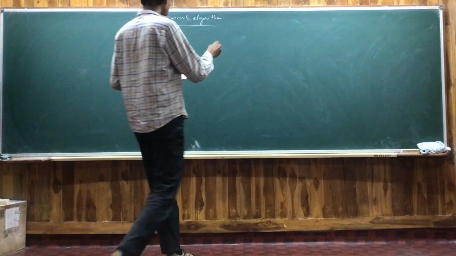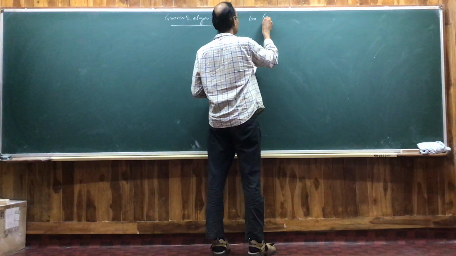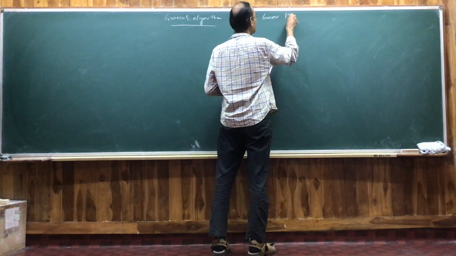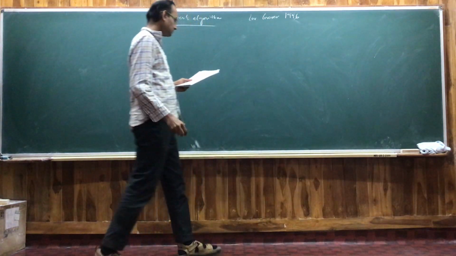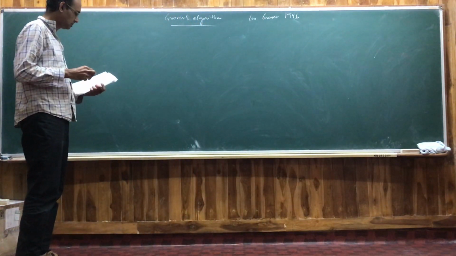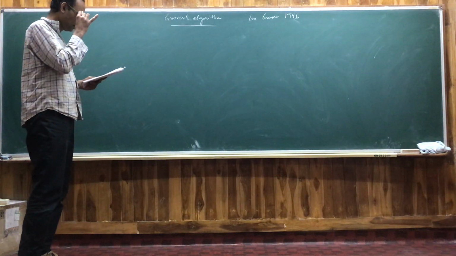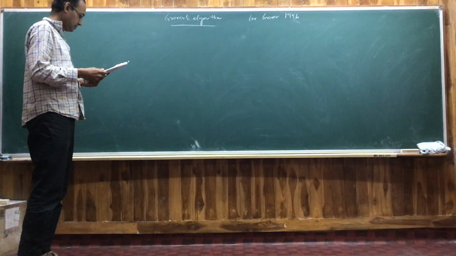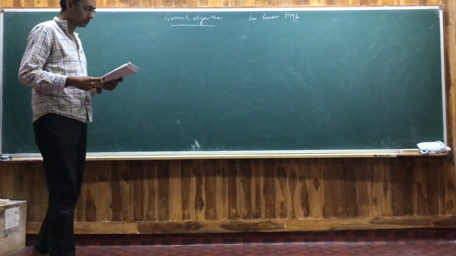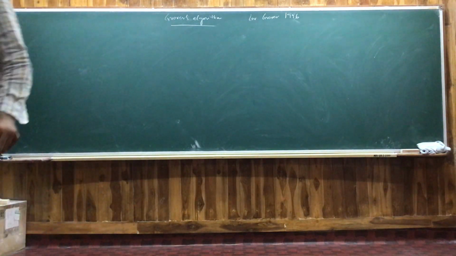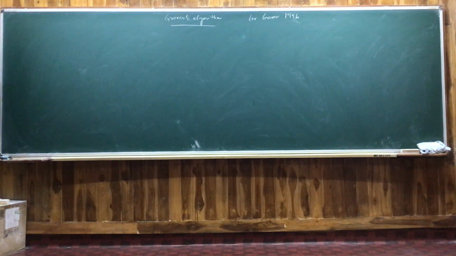So it was discovered by Lov Grover in 1996. Just as in the case of the previous algorithm, we will begin with a story. And the story is that Alice is in love with a boy whose name she doesn't know.